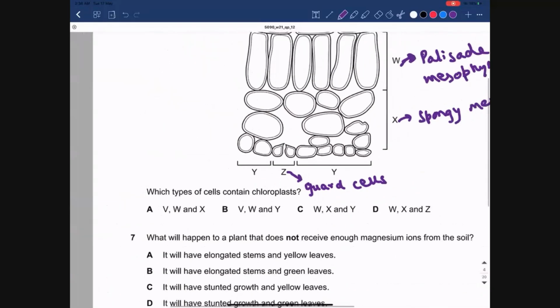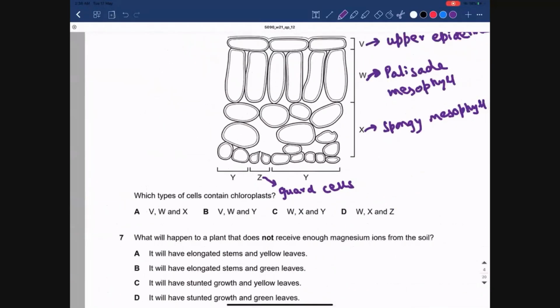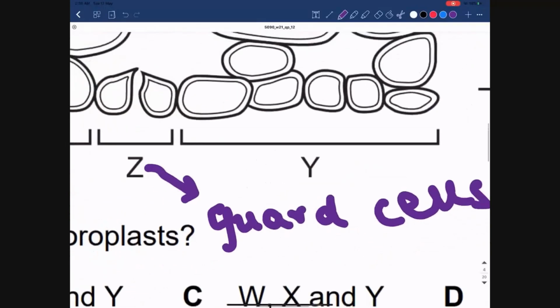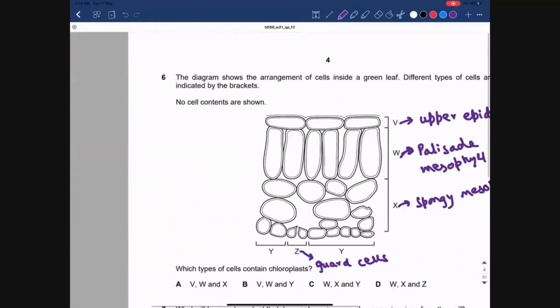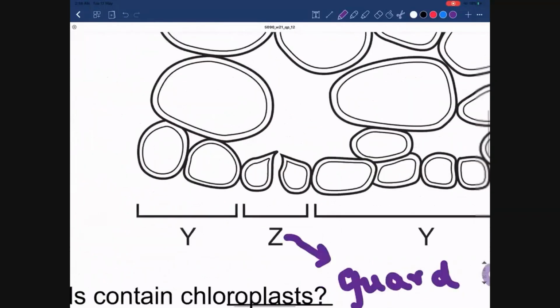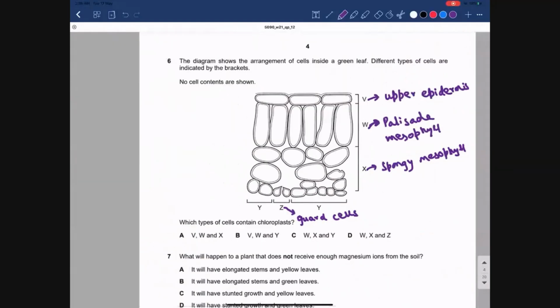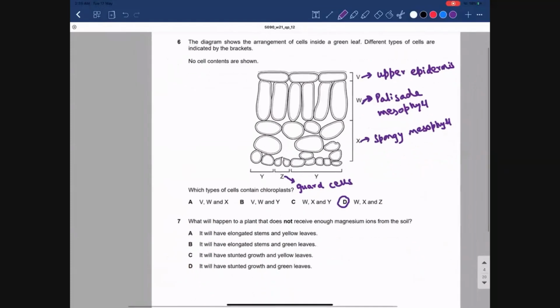So cells Y are the lower epidermal cells. They do not contain chloroplasts. Cells V are the upper epidermal cells. They do not contain chloroplasts. If you find guard cells in the epidermis, guard cells contain chloroplasts, and palisade and spongy mesophyll cells always contain chloroplasts. So W, X, and Z will be the answer. The answer is D.